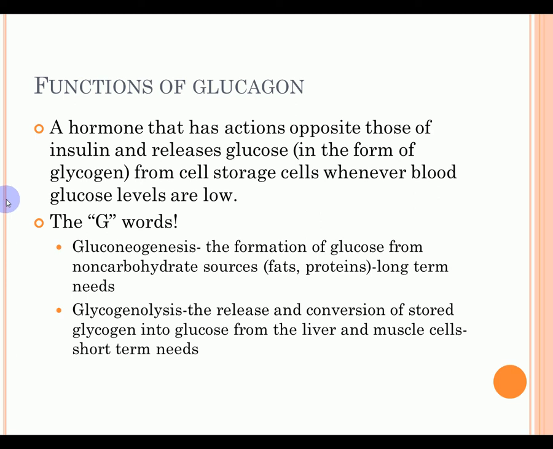So, the question of the day is, when would glucagon be released from the alpha cells? And the answer is anytime we need to protect the body against hypoglycemia. Because what's it going to do? It's going to go to the storage cells in the liver and the muscles, and it's going to convert that glycogen in the stored form back to glucose into the bloodstream to raise that sugar back up.